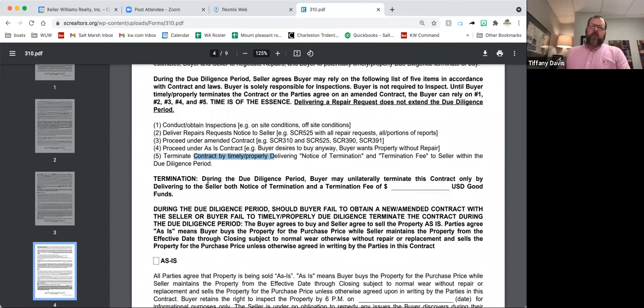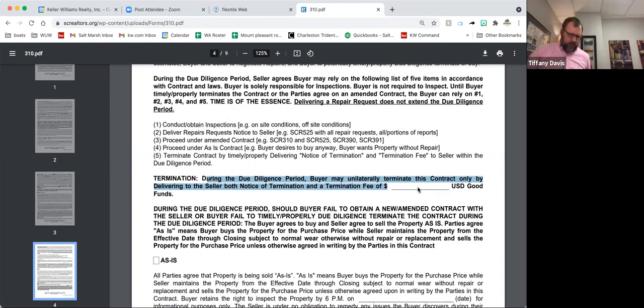Now, during the due diligence period, buyer may unilaterally terminate this contract only by delivering to the seller both notice of termination and a fee of X amount. There's not a required amount in here, but I will tell you, if you want any chance of due diligence getting accepted in this market, this better be a big number. So how I would look at it is I would say if it's a 2-week due diligence, I'd do a rough estimate of what 2 weeks worth of carrying costs are on the house.